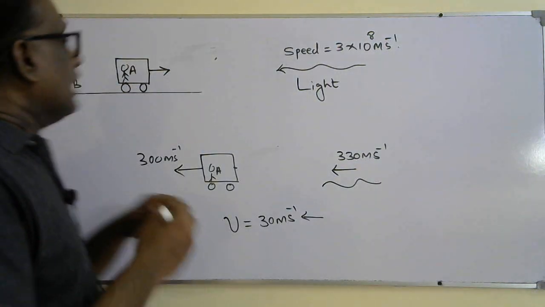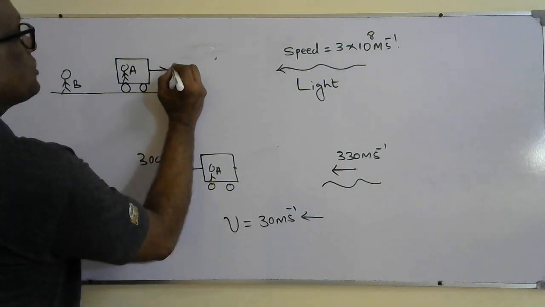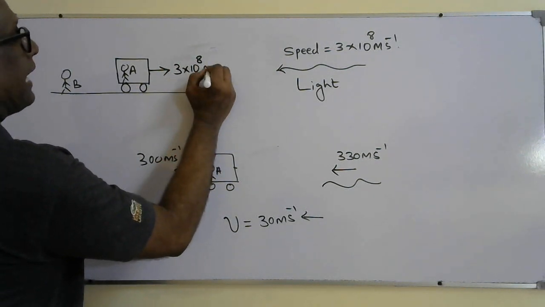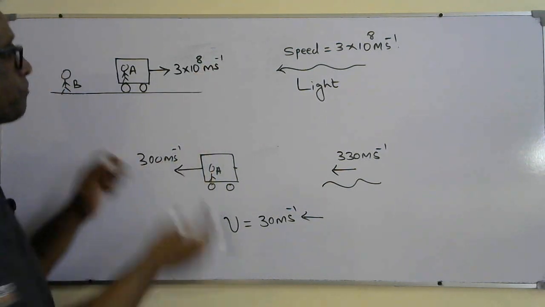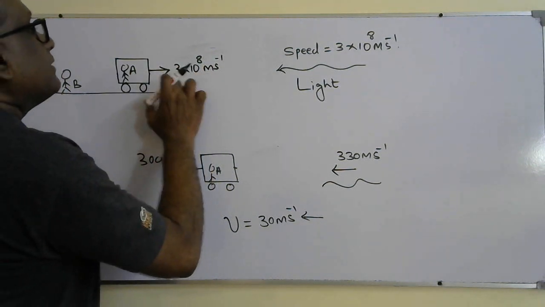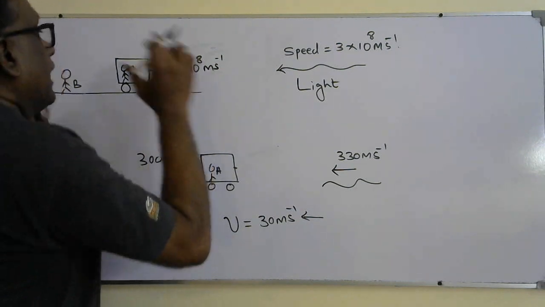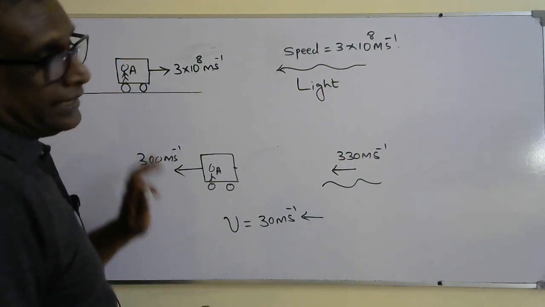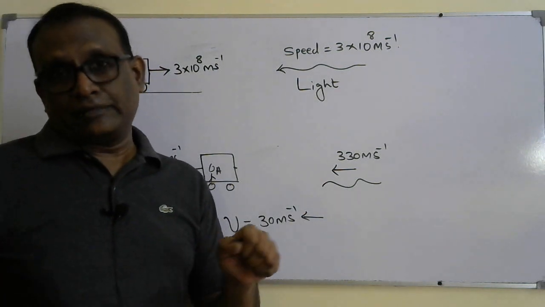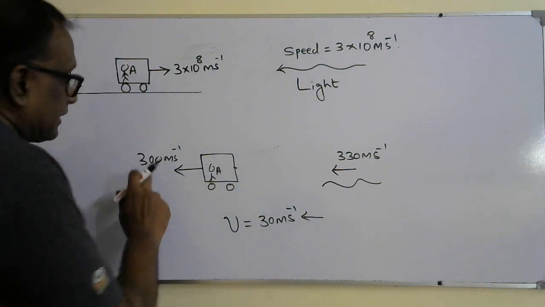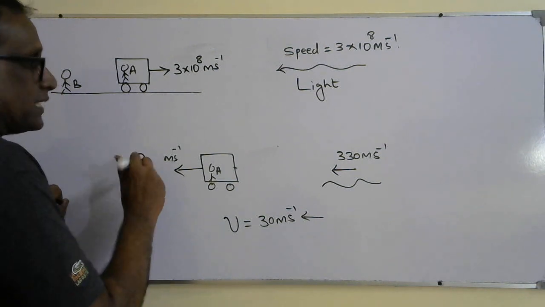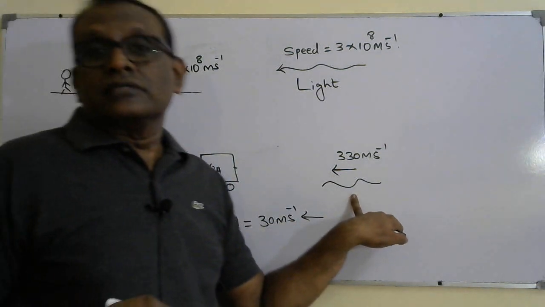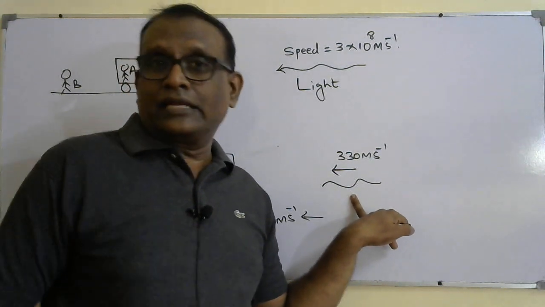For example, if the observer A moves towards right at 3 × 10^8 meter per second, you would have heard nothing can travel at the speed of light, but we assume he is traveling towards right at 3 × 10^8 meter per second, he will measure the speed of light as 3 × 10^8 meter per second. It won't be 6 × 10^8 meter per second. But if, for sound, the observer moves towards left at 330 meter per second, he will measure the speed of sound as 0 meter per second.